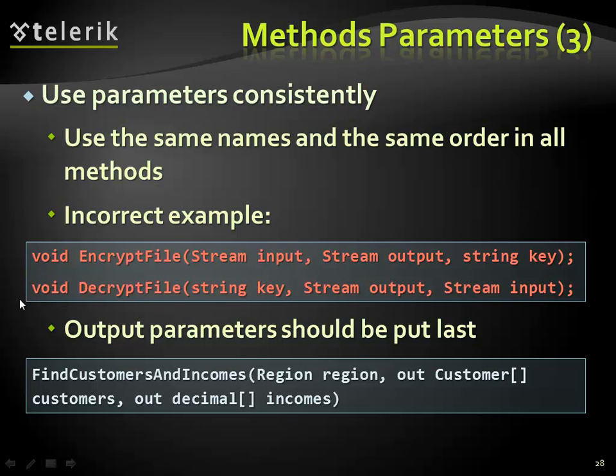If you have methods which are related to each other or overriding each other, make sure that the arguments are kept in the same order, the same name, so that the user can have some kind of logic and keep some consistency. And copy paste, yeah. Copy paste helps a lot to keep your code consistent. If you have output parameters, put them last. That's usually a good convention too.